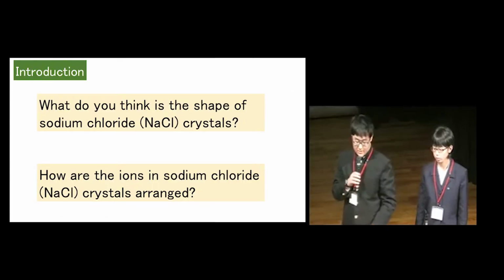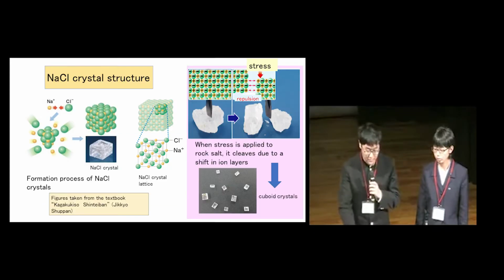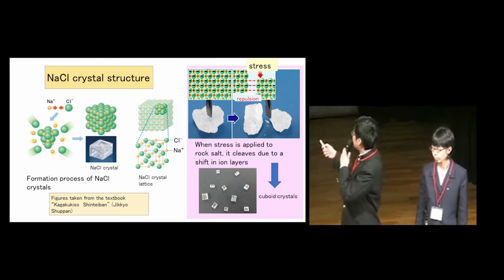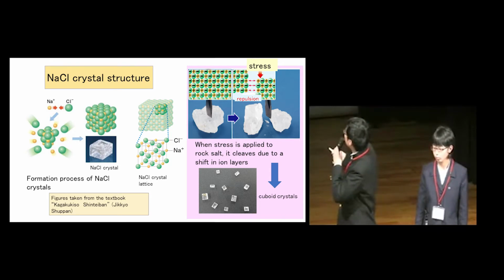What do you think is the shape of sodium chloride crystals? And how are the ions in sodium chloride crystals arranged? Maybe you have seen a crystal of this shape, because this is stable. This is the structure and lattice of the NaCl crystal.